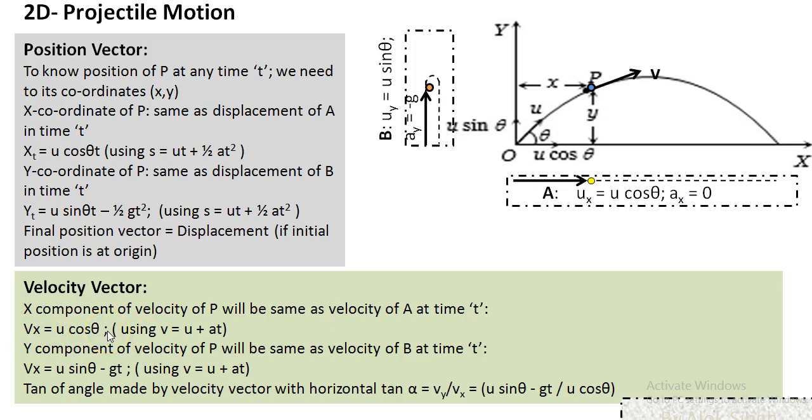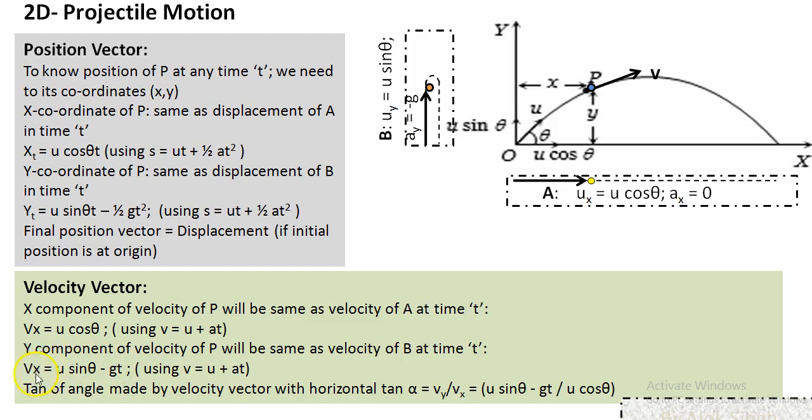What we find is there is no t term here. It means velocity in the x direction is independent of t, or it is a constant. So along the x-axis, the particle P will have a uniform motion. Uniform motion means it will move with a constant velocity along the x direction. The x component of motion will be uniform motion.